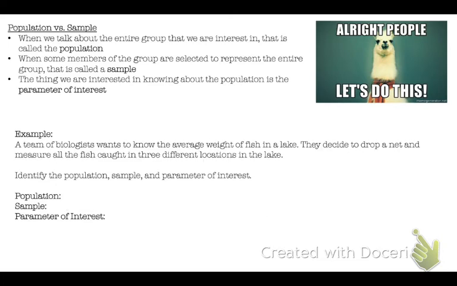In this example, a team of biologists want to know the average weight of fish in a lake. They decide to drop a net and measure all the fish caught in 3 different locations. So the population, sample, and parameter of interest. The population would be all the fish in this lake. The sample would be the fish caught in the 3 locations. And the parameter of interest would be the average weight of the fish.